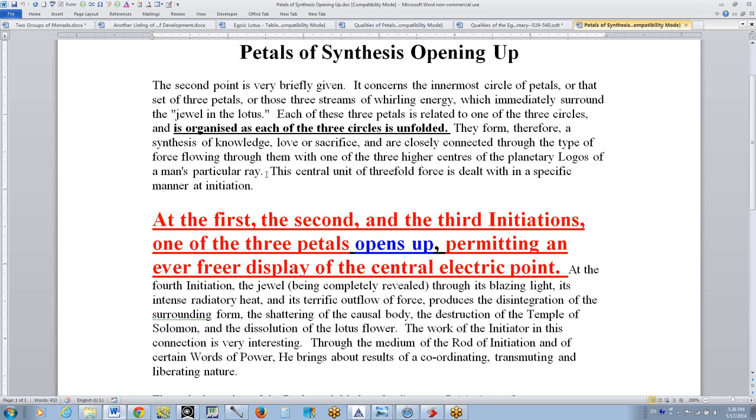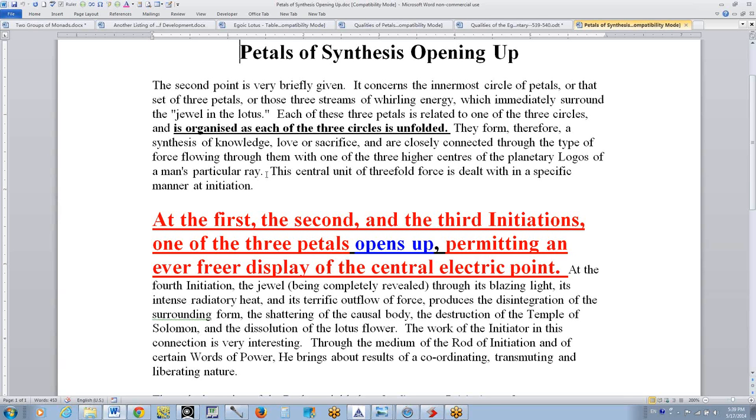The central unit of threefold force is dealt with in a specific manner at initiation. And this is the point. At the first, the second, and the third initiations, one of the 3 petals opens up, permitting an ever freer display of the central electric point. So even at the first degree, when the 5th petal is completely opened and work is being done, the rod of initiation is being applied or directed to the 7th, something is happening in this inner tier which can be called opening up and revealing an interior light.